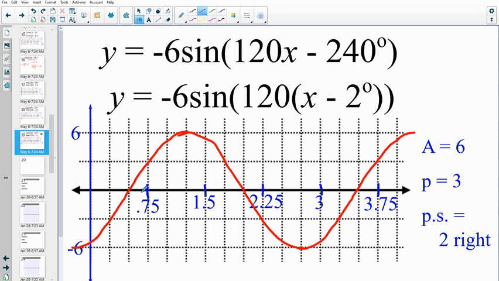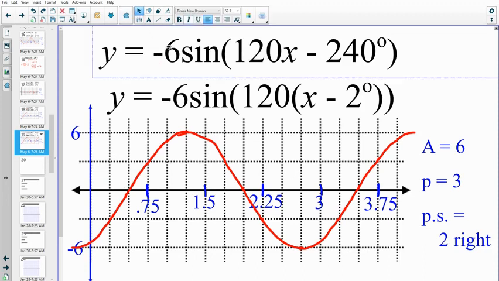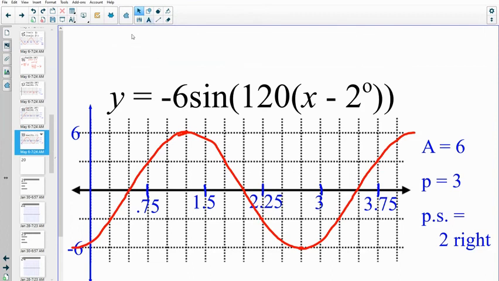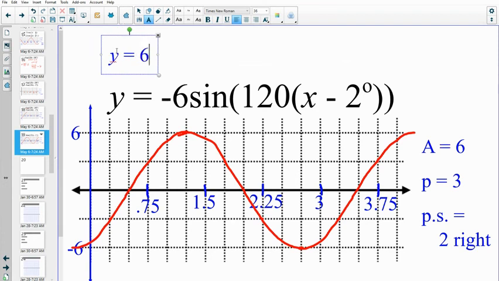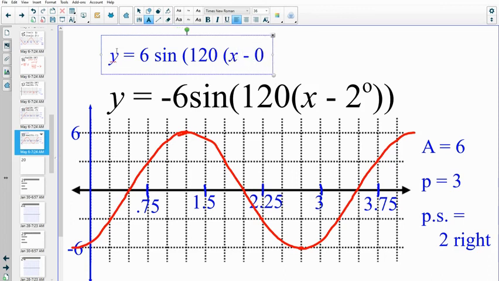Notice that this could look like a positive sine graph shifted over by 0.5. In fact, maybe that's worth me typing out. This looks exactly the same as if I had a positive sine graph. I'm going to go positive 6 times sine of, let's see, same period, but maybe it's been shifted over by 0.5. Instead of 2, these two graphs would look identical.